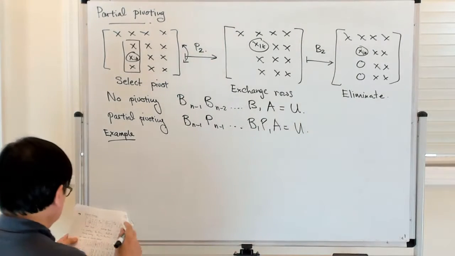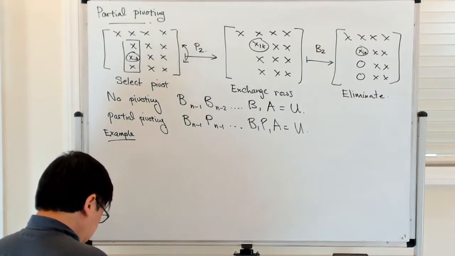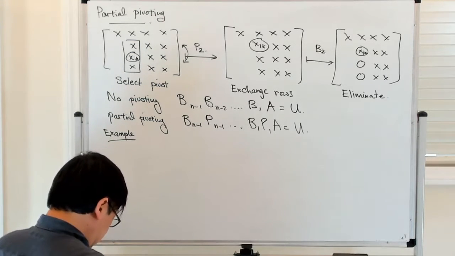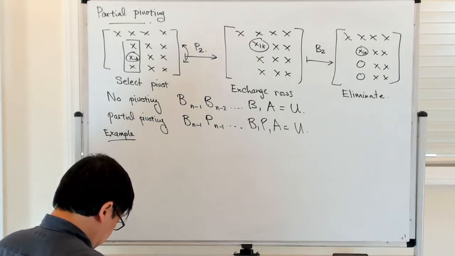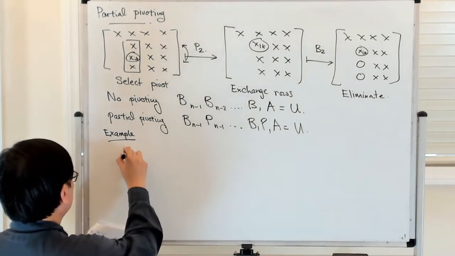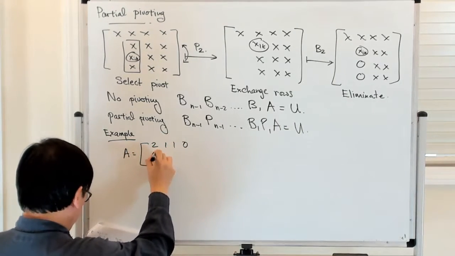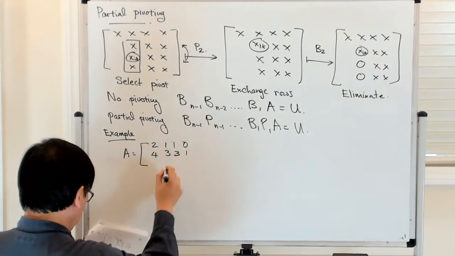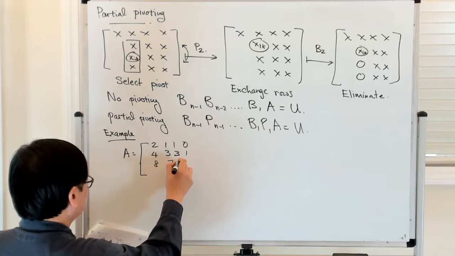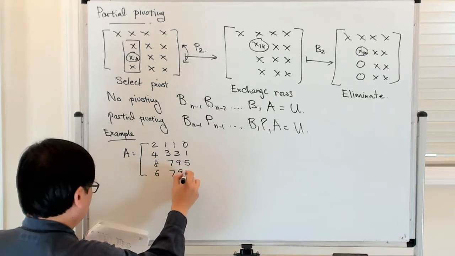So let me try to get the original problem. Let's say A is the following: 2 1 1 0, 4 3 3 1, 8 7 9 5, and 6 7 9 8.